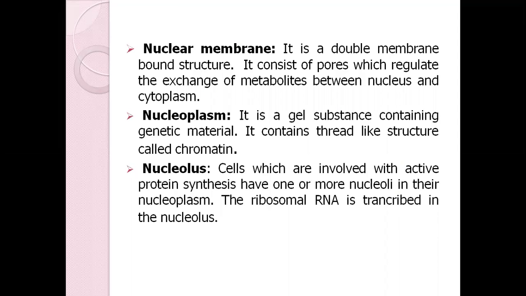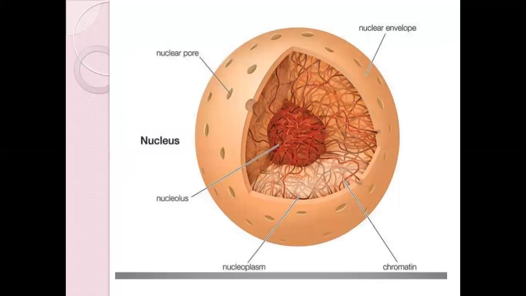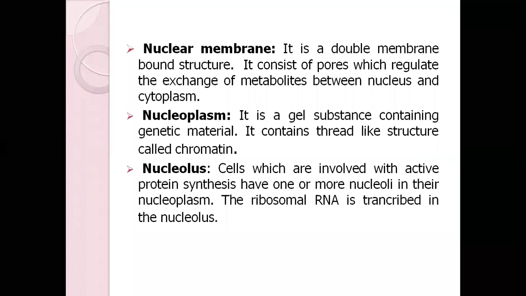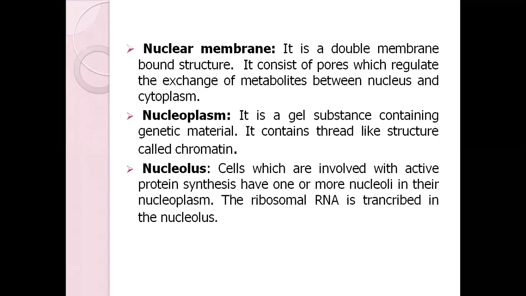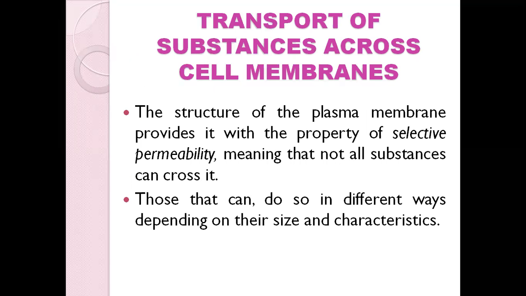And the nucleoplasm is a gel substance containing the genetic material. It also contains thread-like structures, which are called the chromatin. Then the nucleolus is involved with active protein synthesis, and there are one or more nucleoli in the nucleoplasm, and the ribosomal RNA is transcribed in the nucleolus.